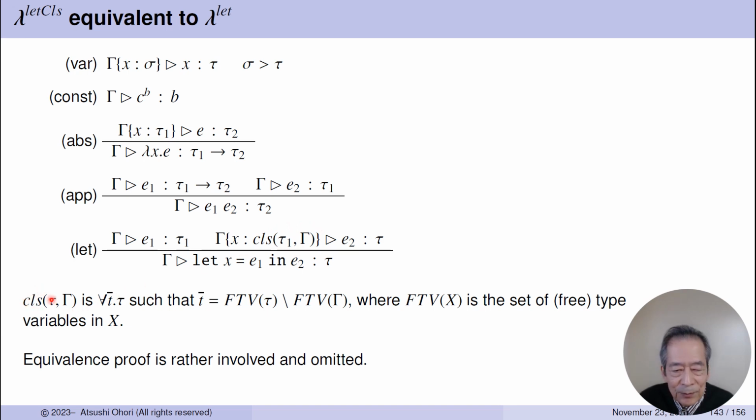This polytype is tau with type abstraction for all T, where the set of T is abstracted. And this set of type variables are those in tau that are not in gamma. Right? So the equivalence proof is rather involved and omitted, but this is quite standard. So we omit the equivalence proof. This is a quite standard type inference used instead of the original Damas-Milner system.